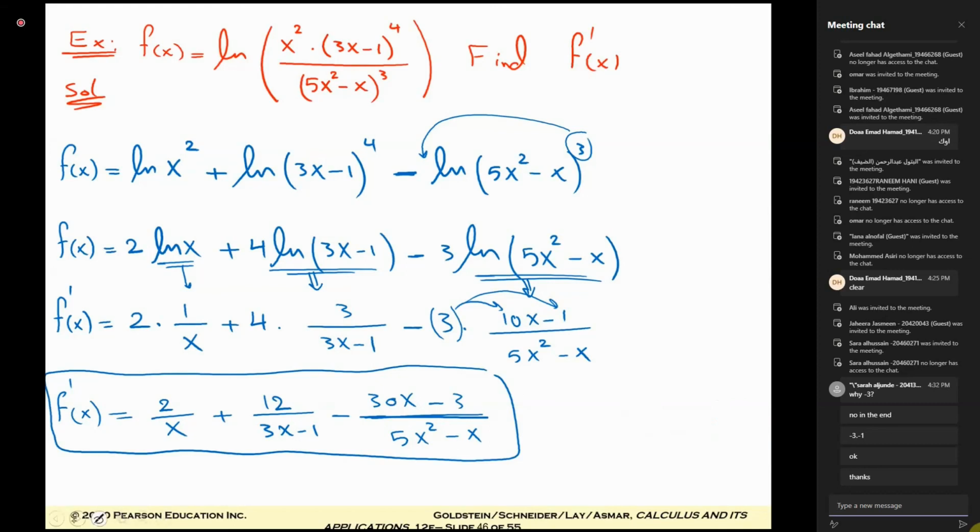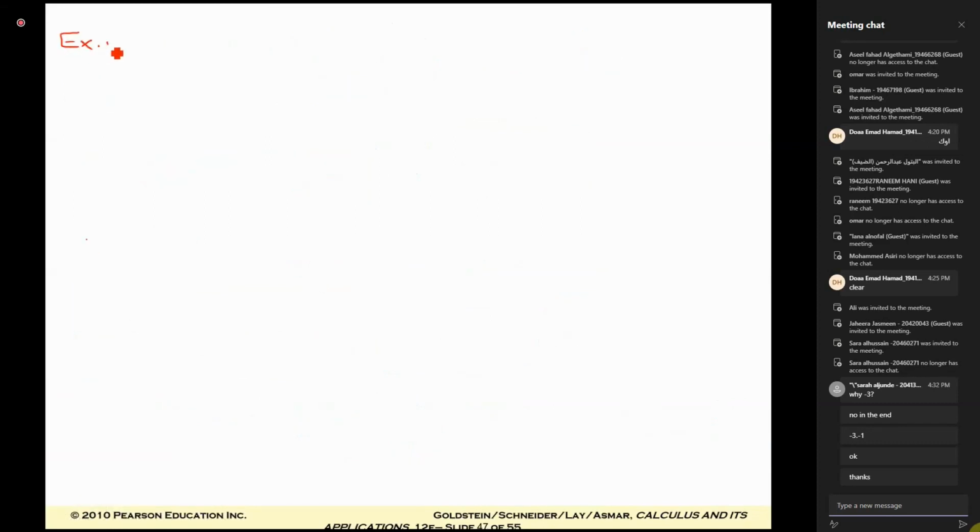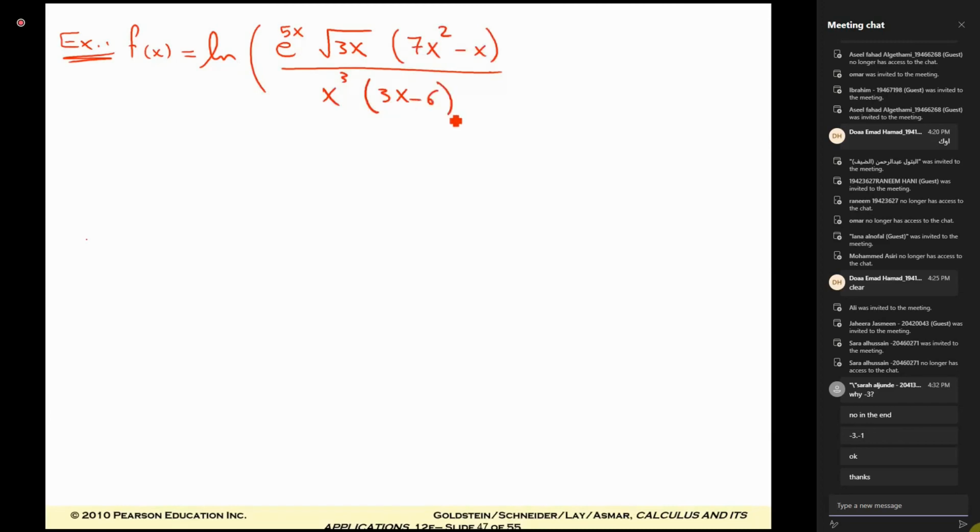Another example, because this is very important. Example: f of x equals ln of e to the power 5x radical 3x times 7x square minus x, over x to the power 3 times 3x minus 6 all to the power 4, and we need to find f prime. The solution.